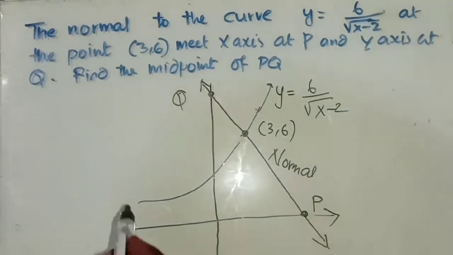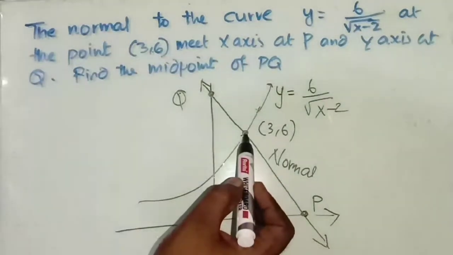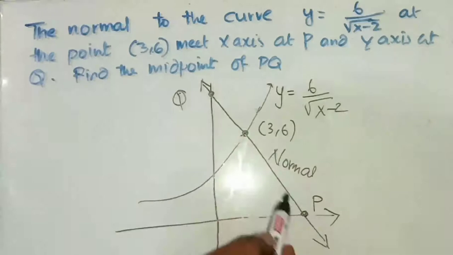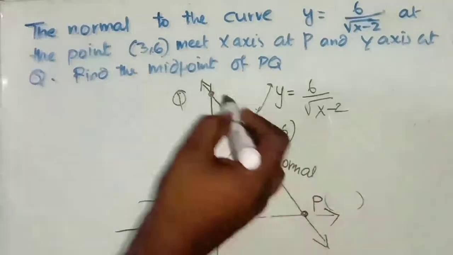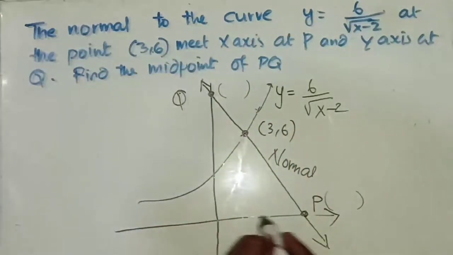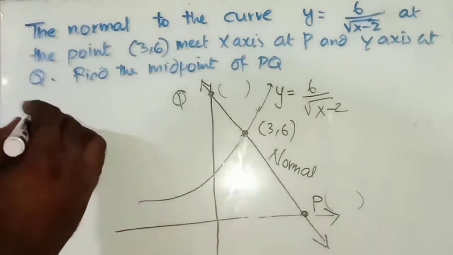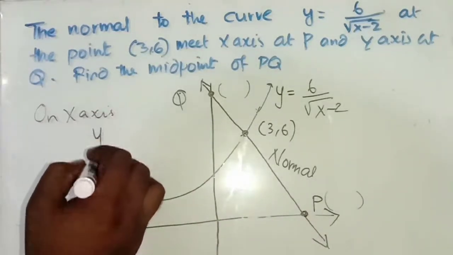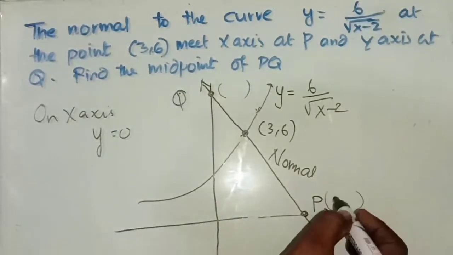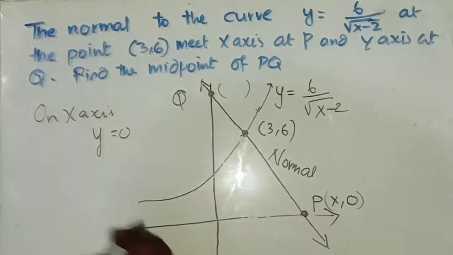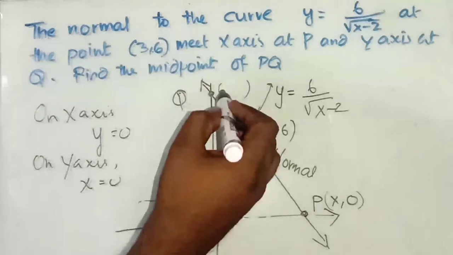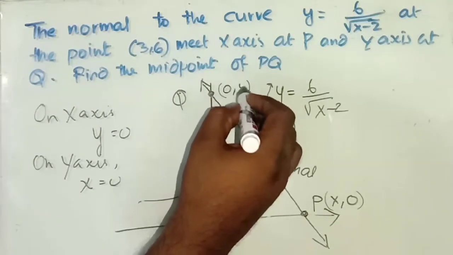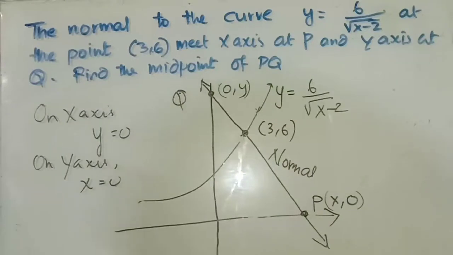In the figure, the normal meets the curve at the point 3, 6 and it meets x-axis at a point and y-axis at another point. We need to find the coordinates of these 2 points. On x-axis the value of y is 0. So the point P can be assumed as (x, 0). And on y-axis x is 0. So the point Q can be assumed as (0, y). So now let's assume P as (x, 0) and Q as (0, y).